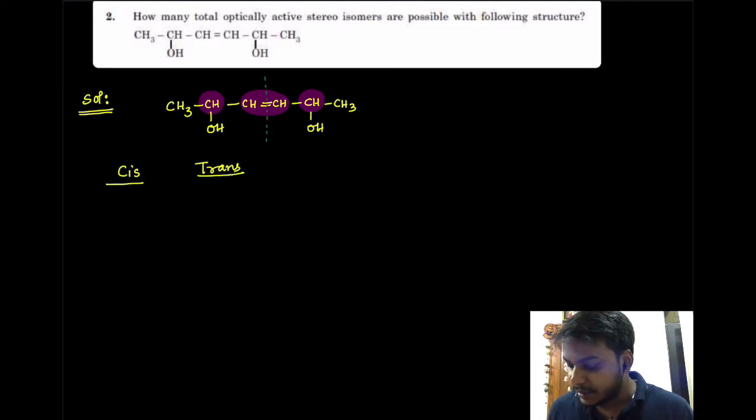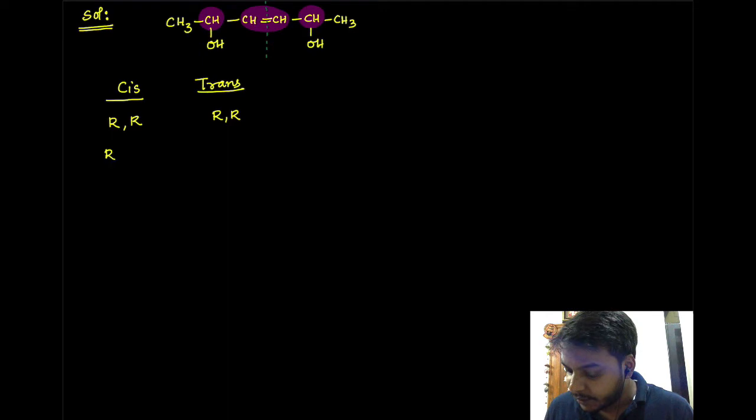So within cis, if you see left hand side and right hand side, at the left hand side there is an R configuration, and at the right hand side there is an R configuration. In the same way in trans also, R and R configuration.